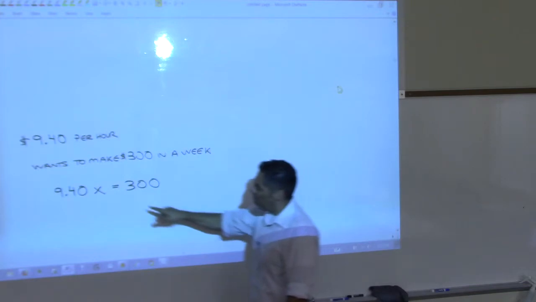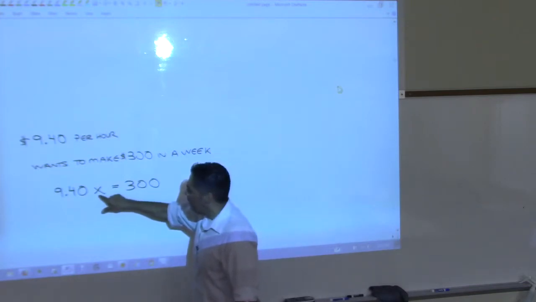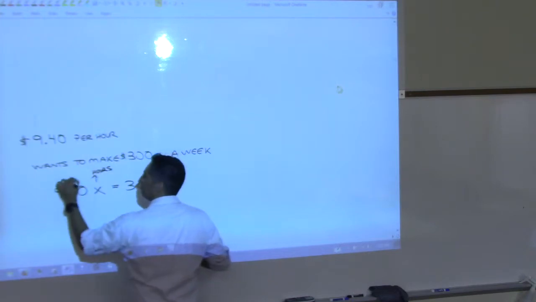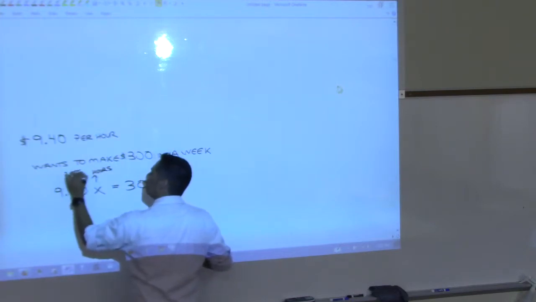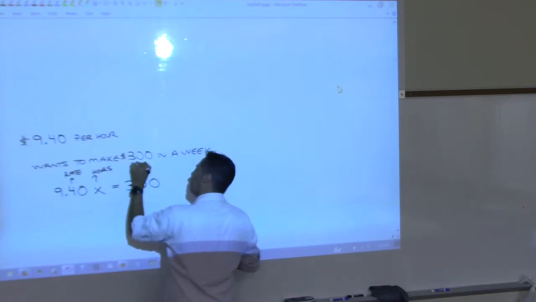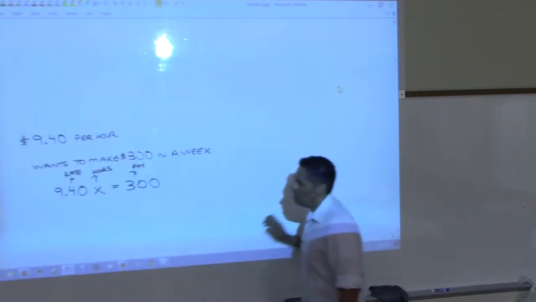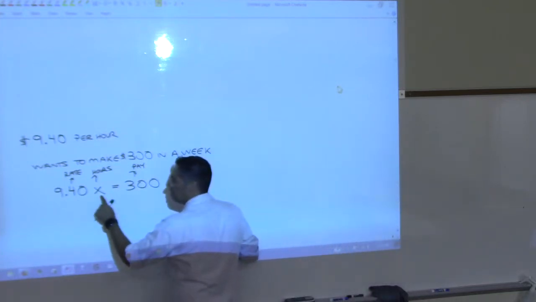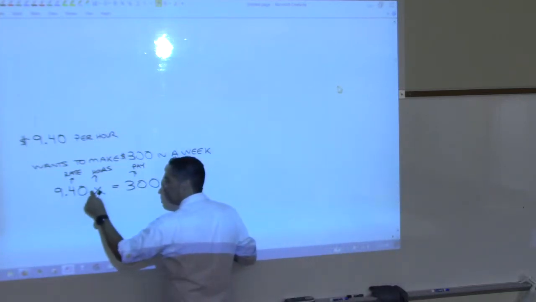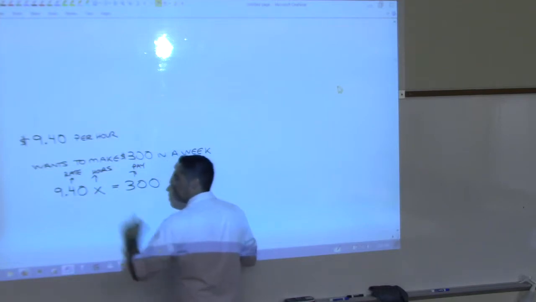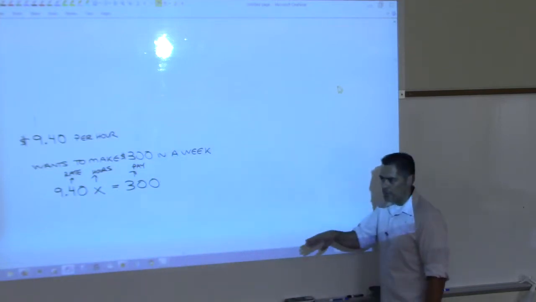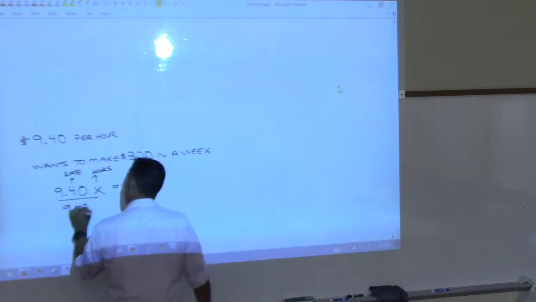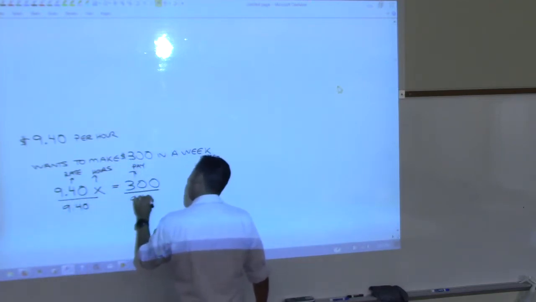So if I want to solve for x, figure out how many hours she needs to work, this is her hours, this is her rate, and then this is her pay, right? That's what I'm trying to solve for, x here. So how do you solve for x if you have something in front of it being multiplied? How do you get rid of this on that side of the equation? Divide both sides by 9.4. So I divide by 9.4, and I divide this by 9.4.